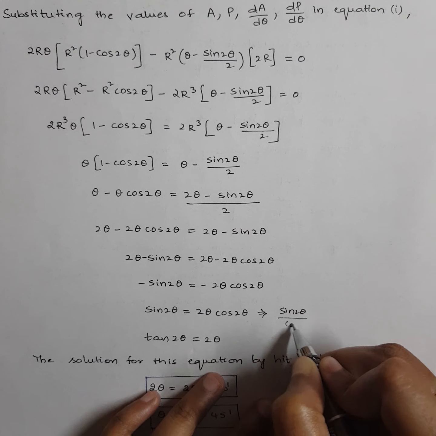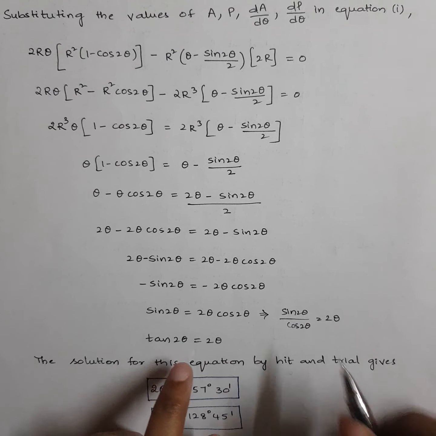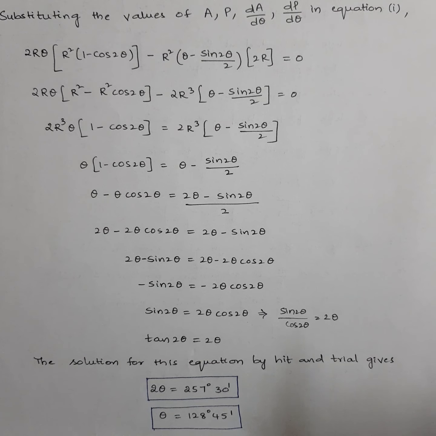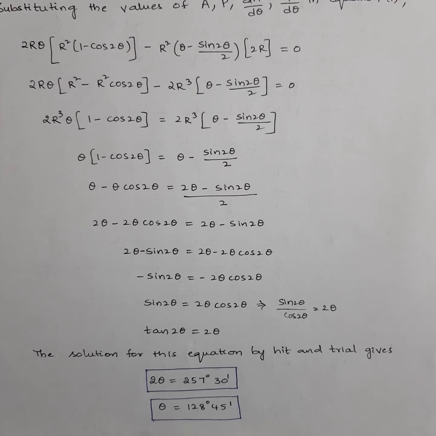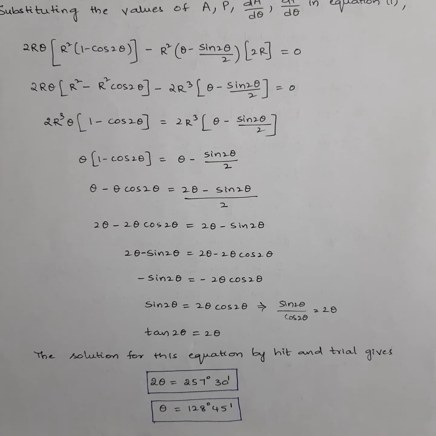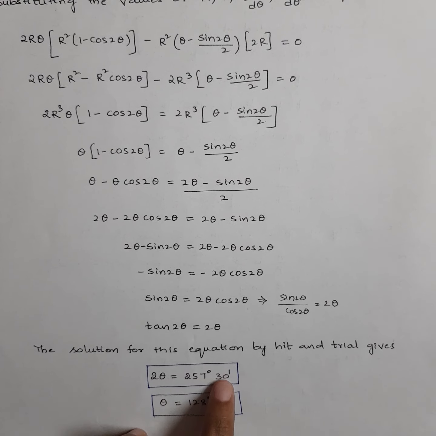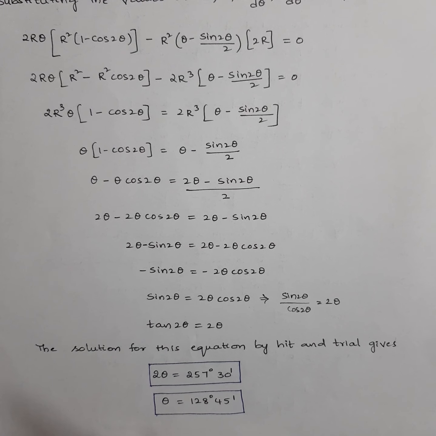Sine by cos is tan. So tan 2 theta is equal to 2 theta. Now we can just give a trial and error substitution, you know, the hit and trial method, right? Like that, you'll be coming to a conclusion like 2 theta is equal to 257 degrees 30 minutes. This is the solution by the trial and error method.